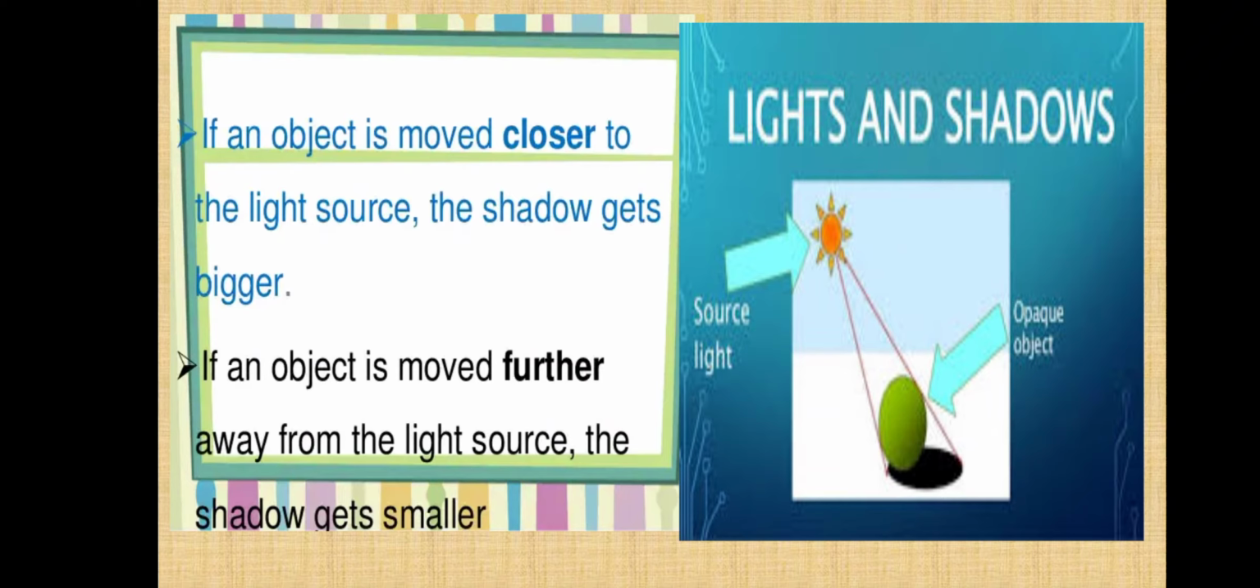Next, we are going to learn about eclipse. It occurs when the source of light is blocked, that is, when the sun, earth, and moon are in one straight line. Once again, eclipse. It occurs when the source of light is blocked, when the sun, earth, and moon are in one straight line.